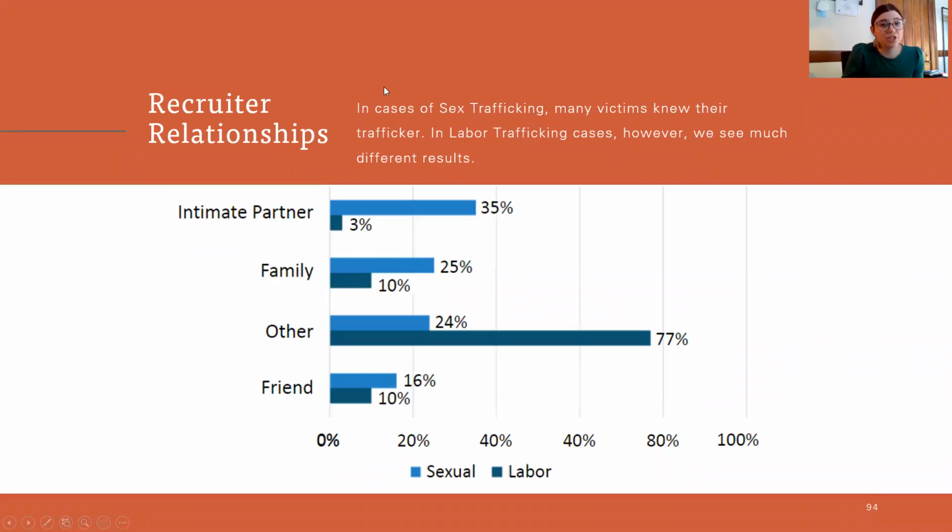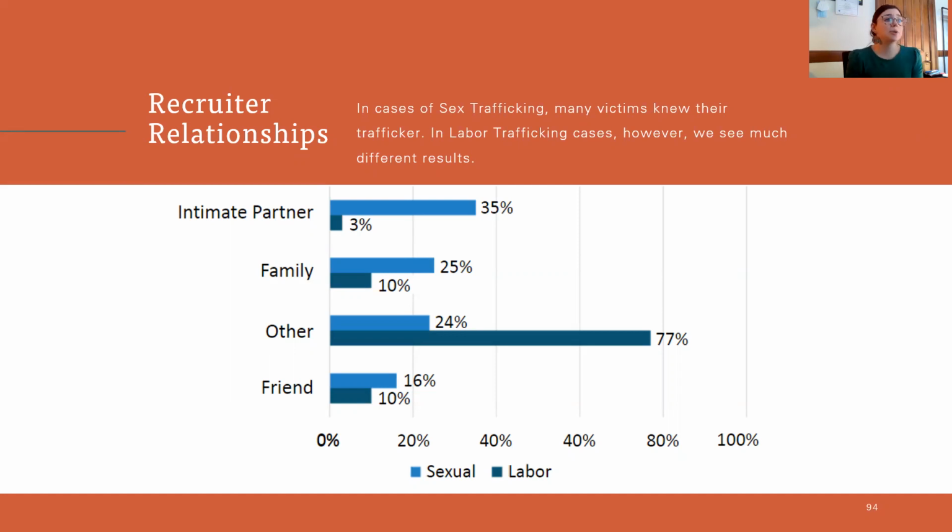So recruiter relationships, when we look at the cases of sex trafficking, it's really common for them to know their trafficker. 35% of them were an intimate partner. 25% was due to family, familial trafficking situations or an other relationship. And 16% of those were a friend, self-identified as a friend. These statistics came from the SOAR framework, which is where the material came from today. I have it cited at the end of this. It's a free training for individuals to go through if they would like to have a more in-depth training on this framework outside of the materials I'm sharing from it today.